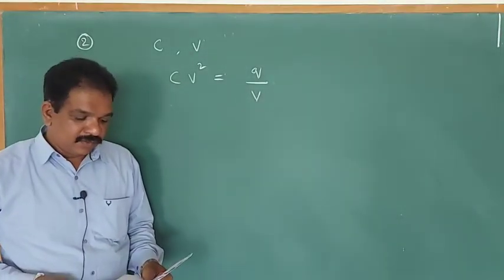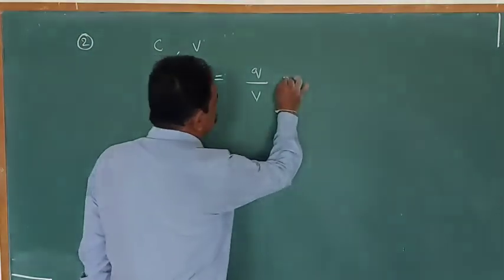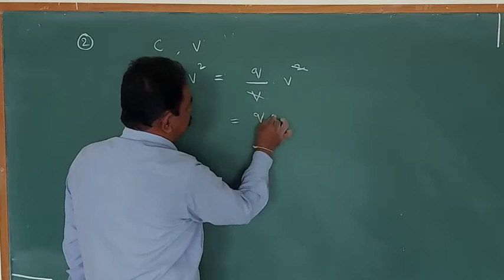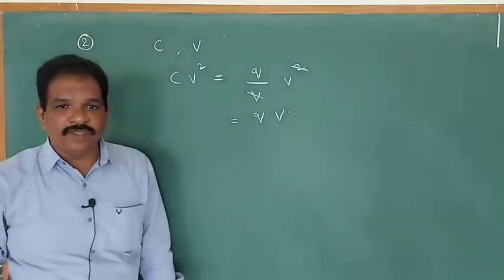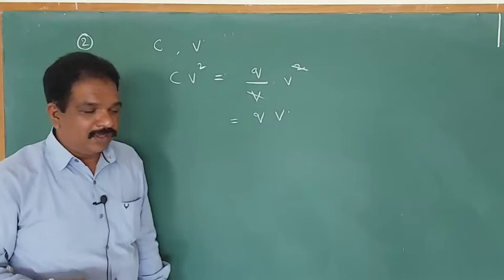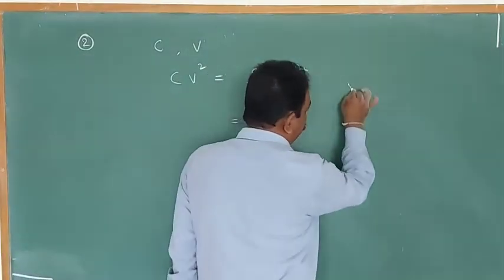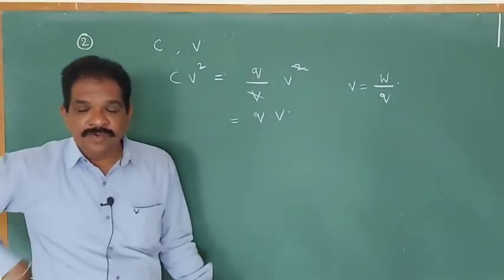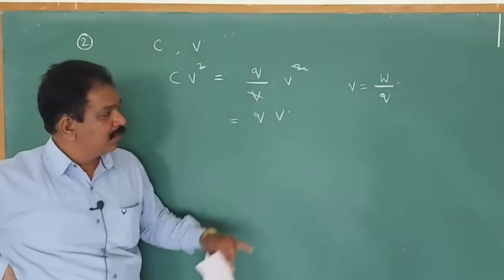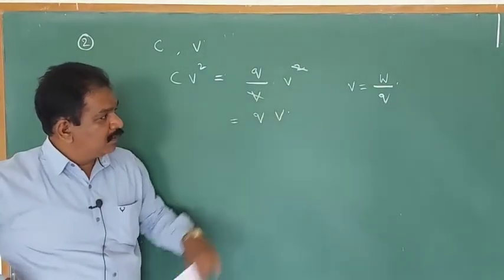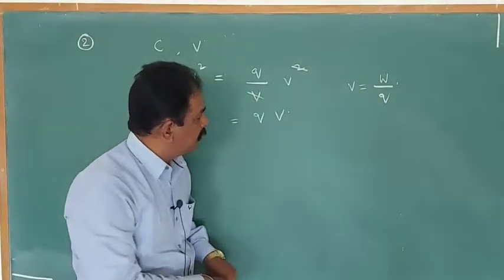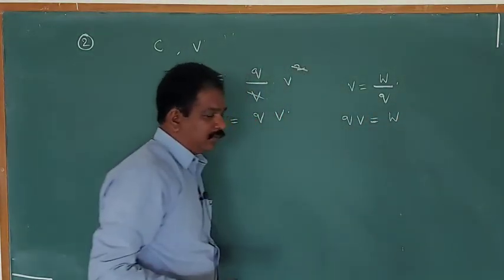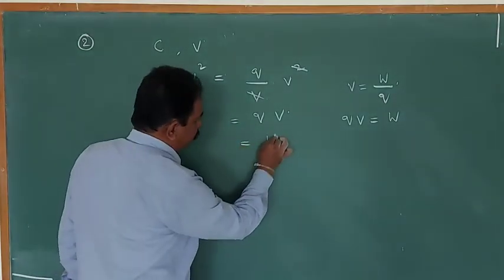Clear? Next, this will be V square. One V will cancel. This is equal to Q into V. Q into V, already in the previous problem we discussed. V is equal to W by Q. We discussed it in the previous problem. Try to remember. So W is equal to, on cross multiplication, Q into V is equal to W. This is equal to W.